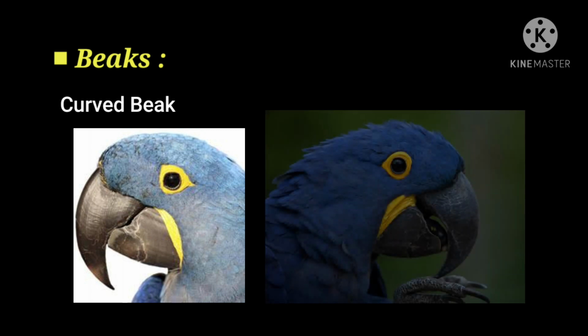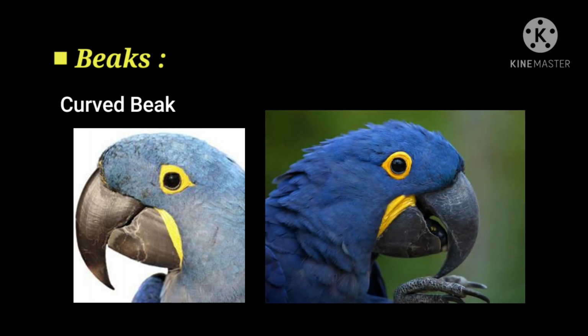Next, the curved beak. These types of beaks are present in some birds like parrot, macaw, parakeet, etc. This type of beak helps to crack the nuts and hard fruits.